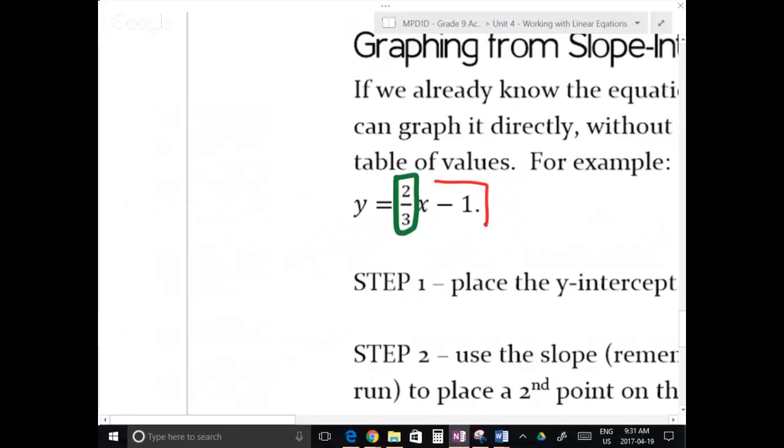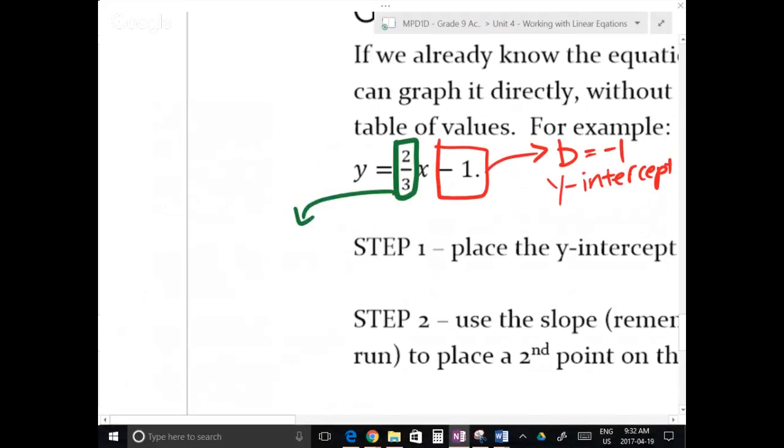What do these 2 numbers tell us? What is that -1? Is that the M or the B? The B. And what is B? Intercept. Yeah, that's the y-intercept. And what is the 2 over 3? What is that 2 over 3? What's that number mean? It's the M. Good. So M is 2 over 3. And what does M stand for?